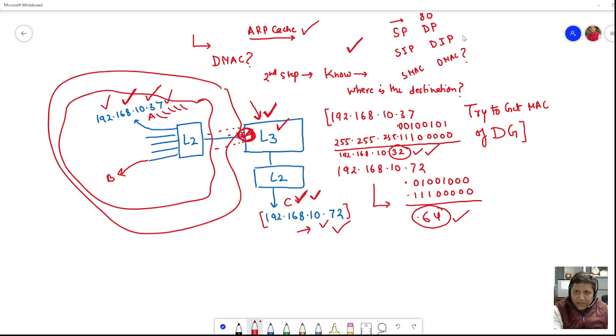Mind you, don't change the destination IP. Destination IP will remain the same, .72. But instead of running ARP for .72, run ARP for your default gateway, which in our case is .33. This side. And your ARP request will reach up to this point because this .33 interface is part of your subnet.